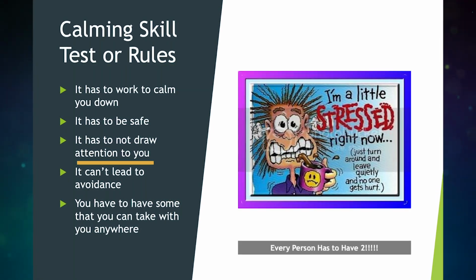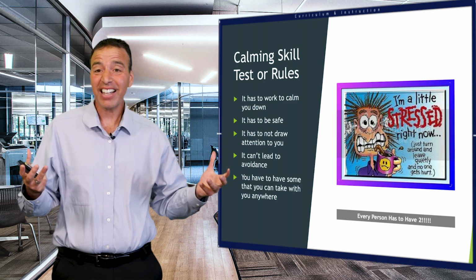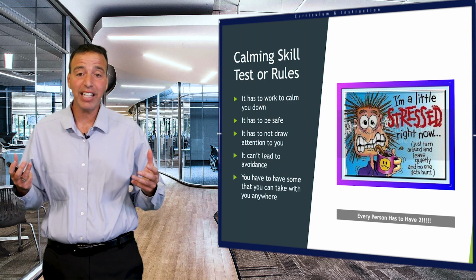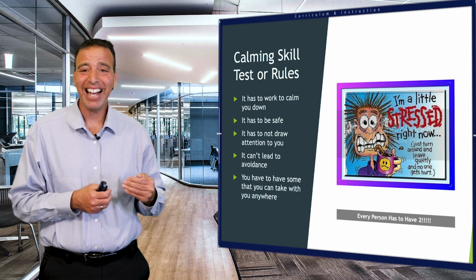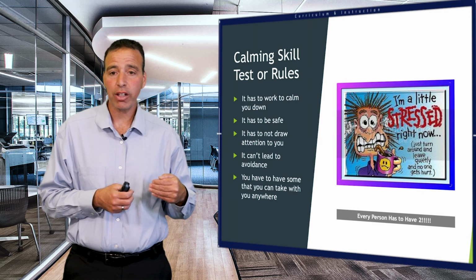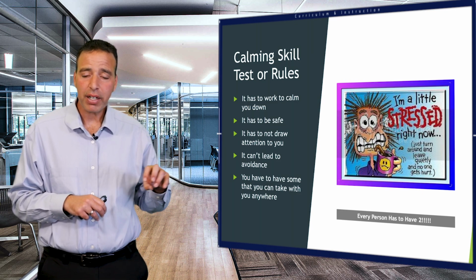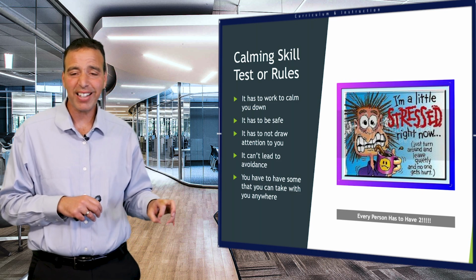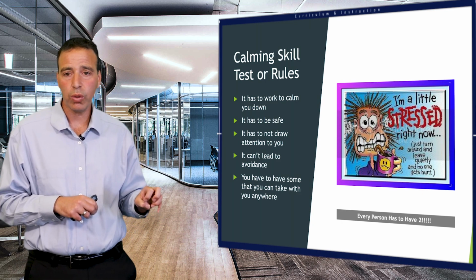Number 3, it can't draw attention to you. So actually yelling at the top of your lungs is really a good calming skill, but that's going to draw a ton of attention to you and can't do that all the time. And then a big one, remember, avoidance is the enemy when it comes to anxiety. So one of the tools you'll see is distraction. Distraction is a great way to calm ourselves down, but if distraction then leads to avoidance, if I can't come back to that thing, then I can't use it as a tool.